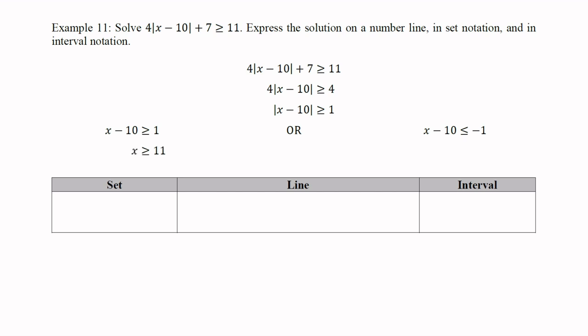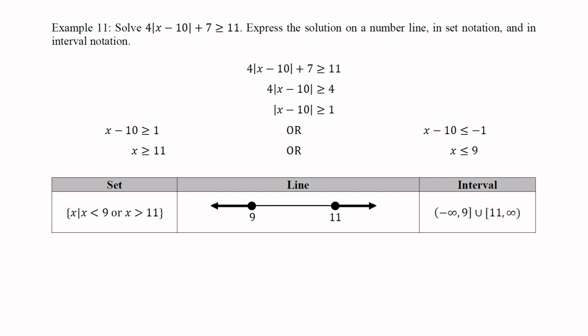Now we add 10 to both sides in each inequality, and we keep our or in between, and we can write our solution in set notation, on the number line, or in interval notation.